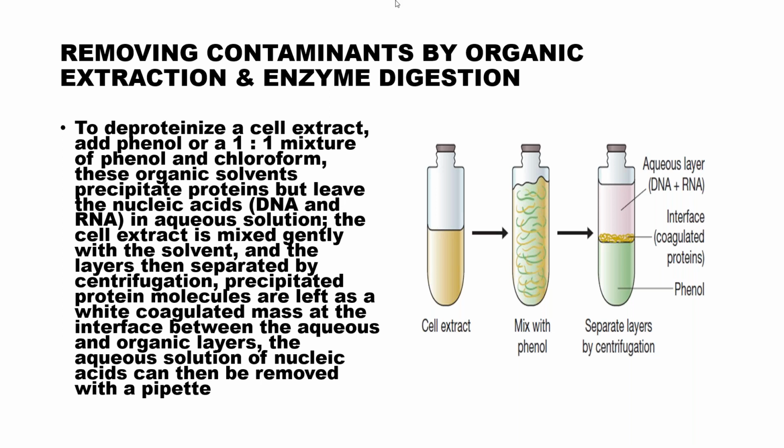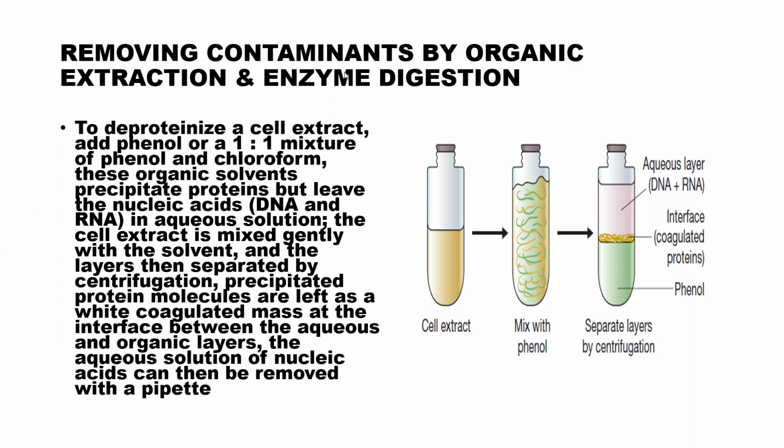Fine. Very good. So we are continuing with the next slide. Now the first thing I have told you: we have two methods. We have one method using organic solvents and enzymes. We have another method using ion exchange chromatography. So first of all, we are going for removing contaminants by organic extraction and enzyme digestion. Fine.